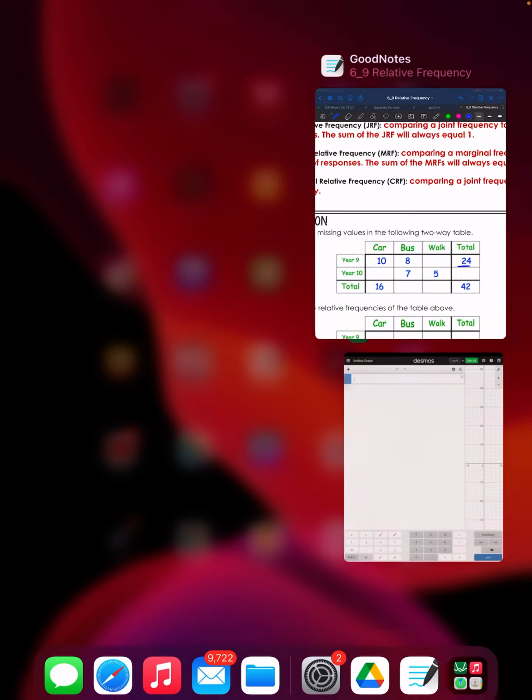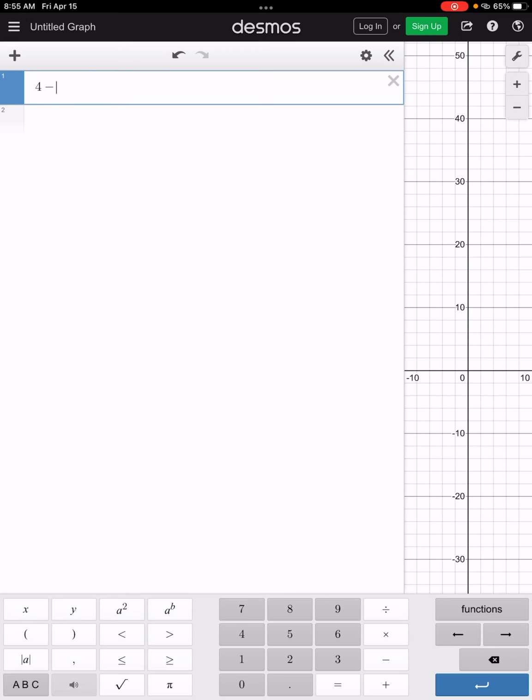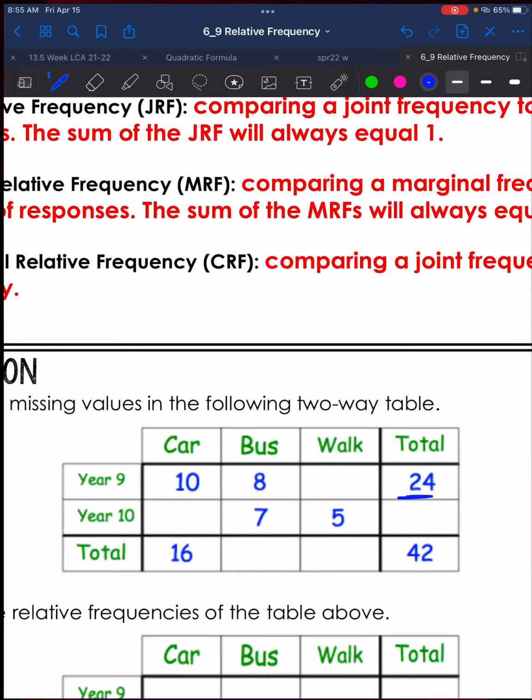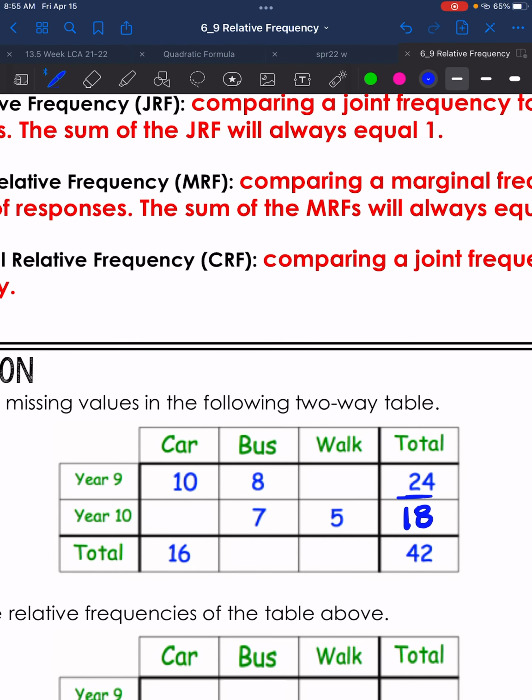So I'm going to go to my calculator. 42 minus 24 equals 18. So that means that for year 10, there were 18 people. Now that I know that one, I can also figure out this box. There were 16 total people, and 10 of those were from year 9. 16 minus 10 gives me 6. And now 6 plus 7 is 13. 13 plus 5 is, in fact, 18.